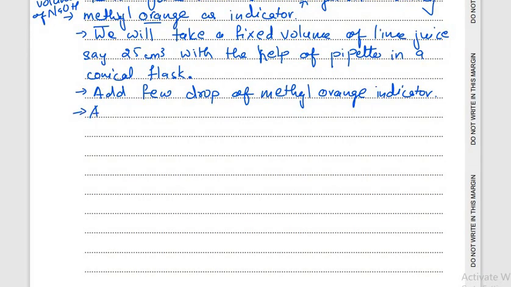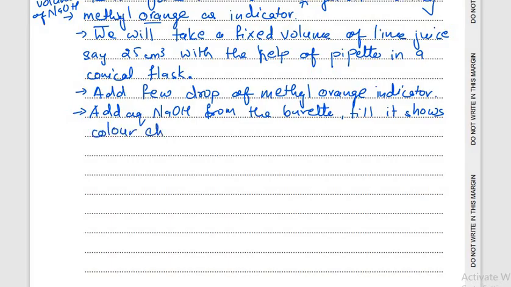Now add aqueous NaOH from the burette till it shows a color change, and note down the volume of NaOH required. That's how we are going to note it down. That's the most important part here.